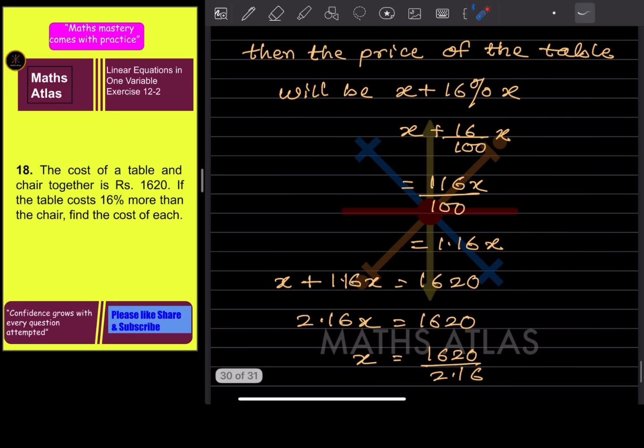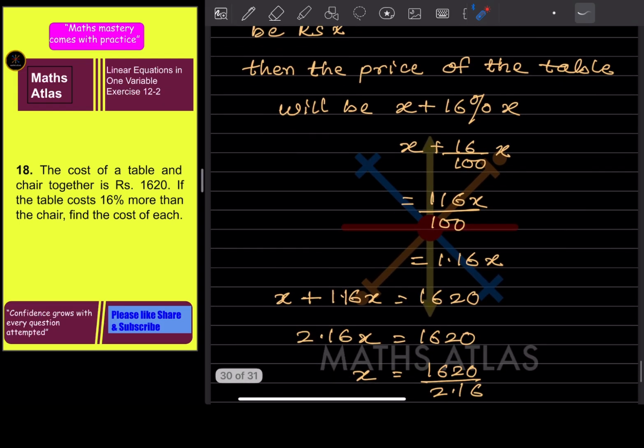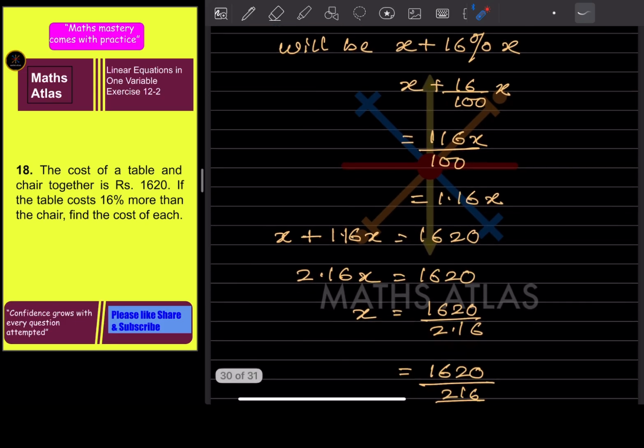Now we have to find the cost of each, so x plus 1.16x equals 1620. Here x is already 1, so 1 plus 1.16 is going to be 2.16. So x is going to be 1620 divided by 2.16.